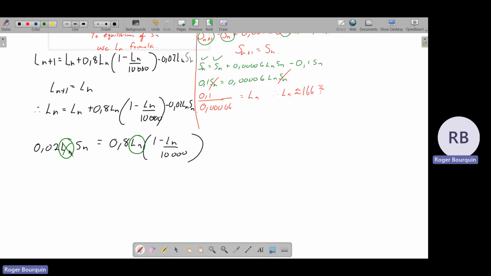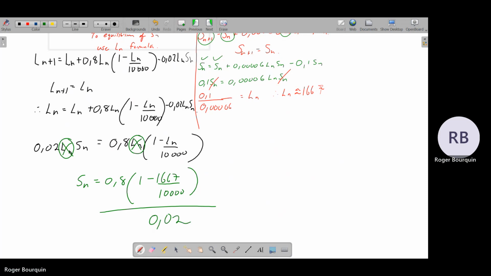Okay, so those disappear. It is a good one. Right, okay. But now, at equilibrium, what's Ln equal to? We've worked out it's 1,667. So the Ln's cancel. We're looking for the equilibrium of the stoats. So Sn is going to be equal to 0.8 times (1 - 1,667/10,000), all divided by 0.02.